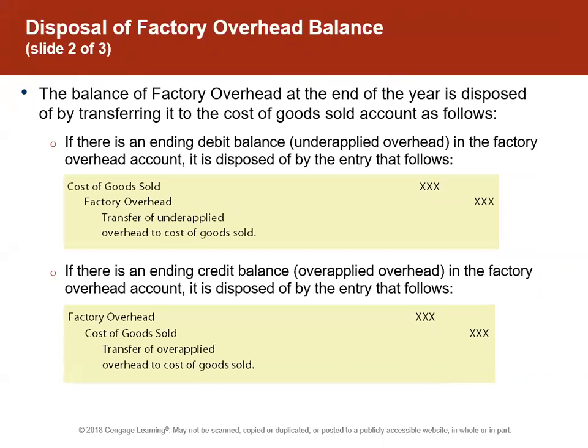And as you can imagine, it would be the opposite when we're on the over applied. So if we apply too much, well, it's reducing our cost of goods sold. Seems better, right? So we would do the opposite. We would debit factory overhead and credit cost of goods sold.